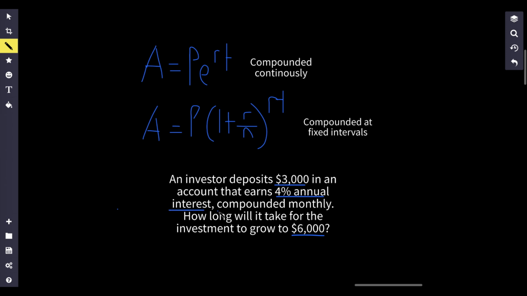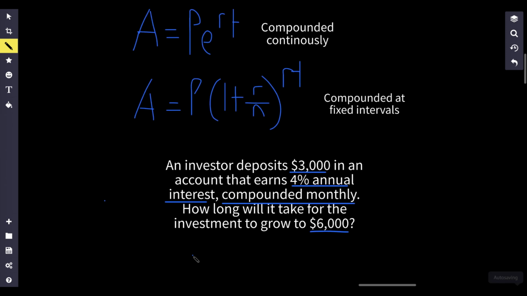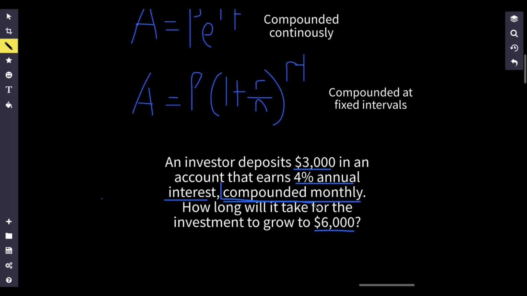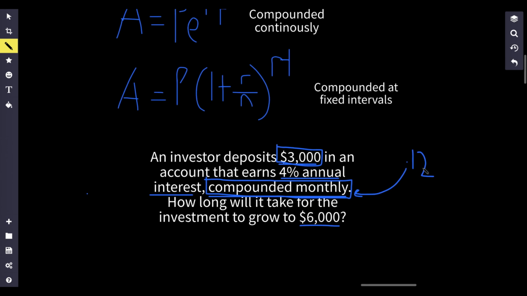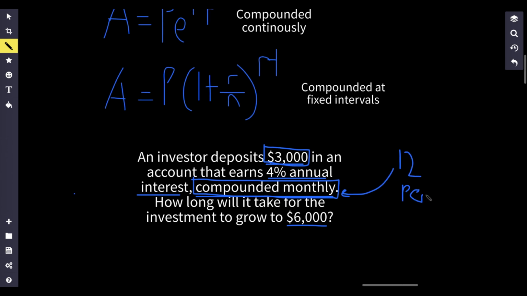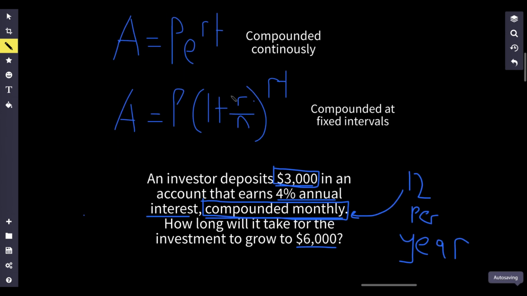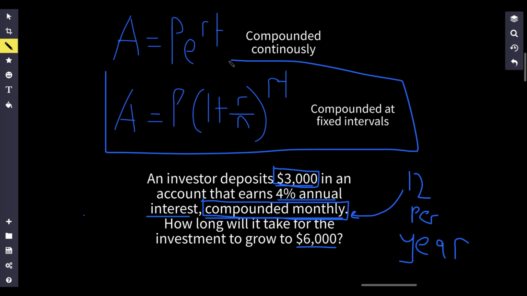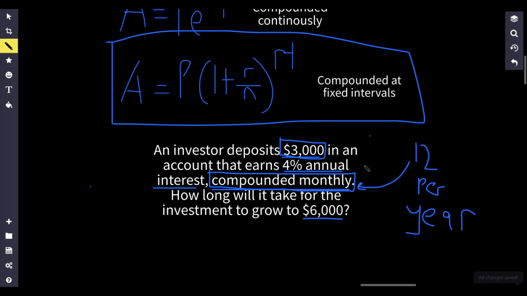Annual interest compounded monthly. Okay, so because this says it's compounded monthly, we know that our principal is compounded at a fixed amount. In this case, we're compounding this monthly. So that means that we're compounding this 12 times per year, because there's 12 months in a year. Which means that we are going to be using this formula because it's compounded at a fixed interval.